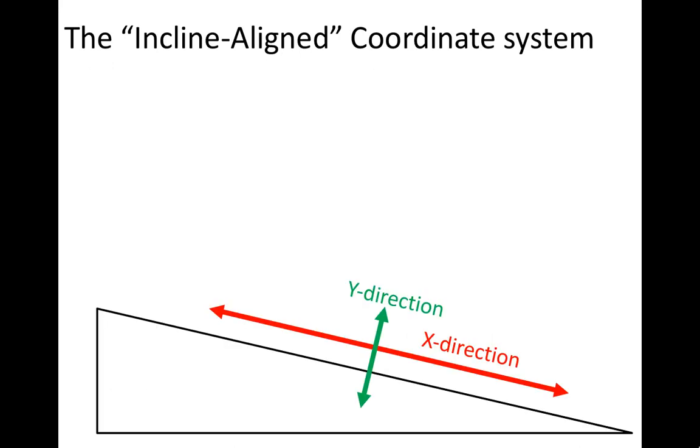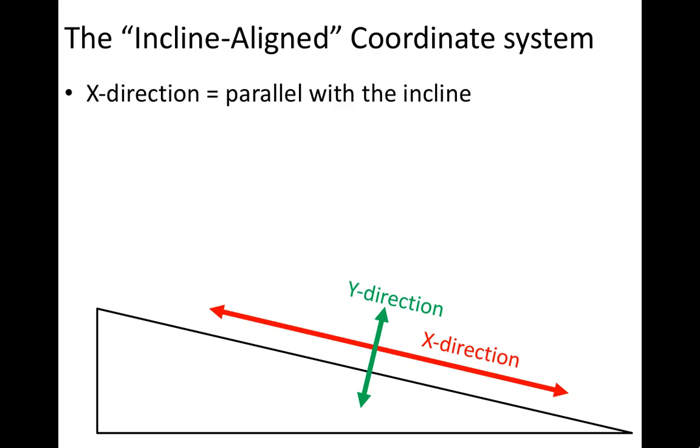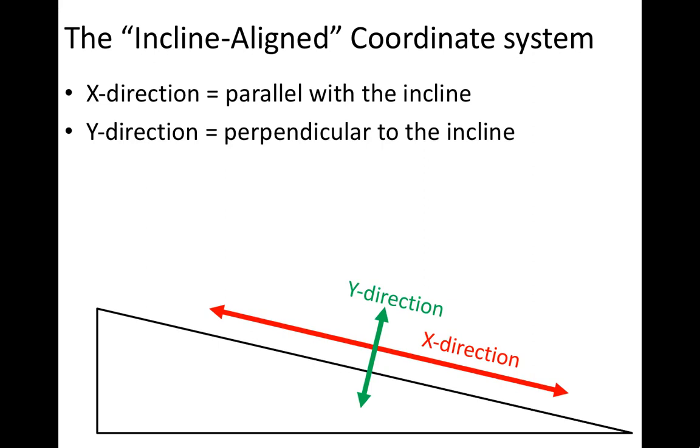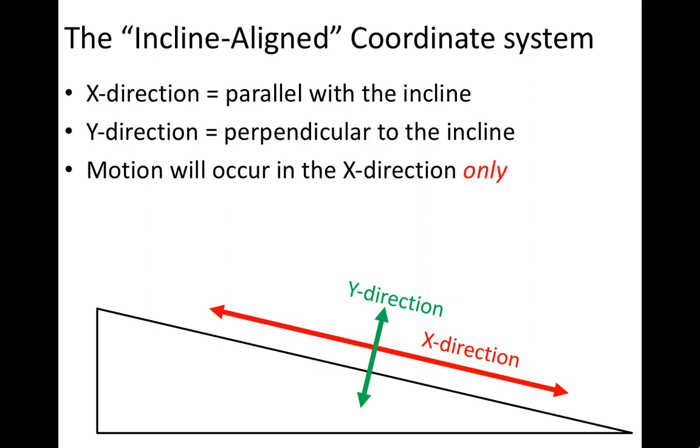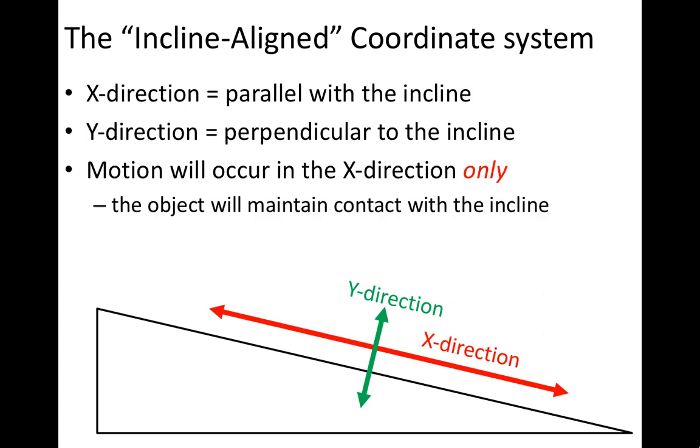So this is what our coordinate system is going to look like. We're going to line the x direction parallel with the incline, and the y direction is going to be perpendicular to the incline. In these types of problems, motion is only going to occur in the x direction, because if it lost contact with the surface, then it wouldn't be on an inclined plane, and this wouldn't be a useful coordinate system.